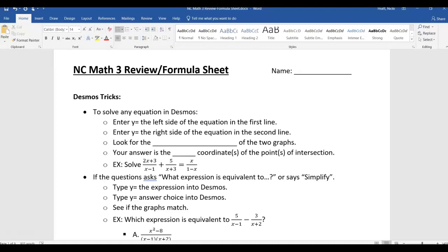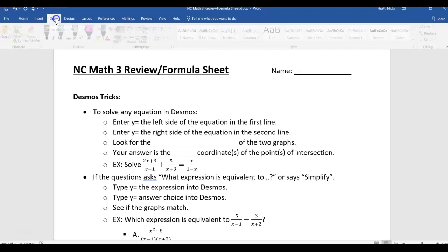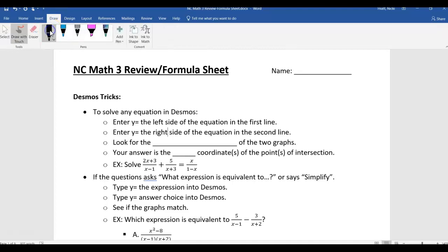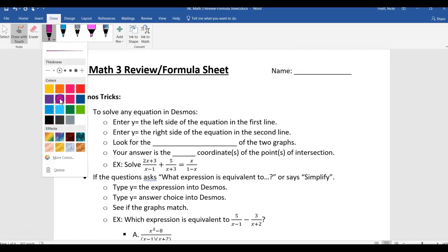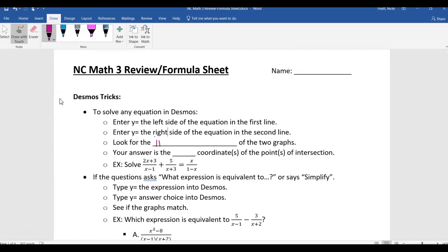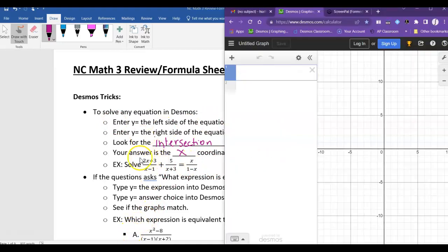And then what you're going to do is look for the intersection of those two graphs. So intersection goes in that blank right there. And then your answer for this is going to be the x coordinate of the point of intersection. And you might have more than one answer. So let's do this example right here to see how that would work.